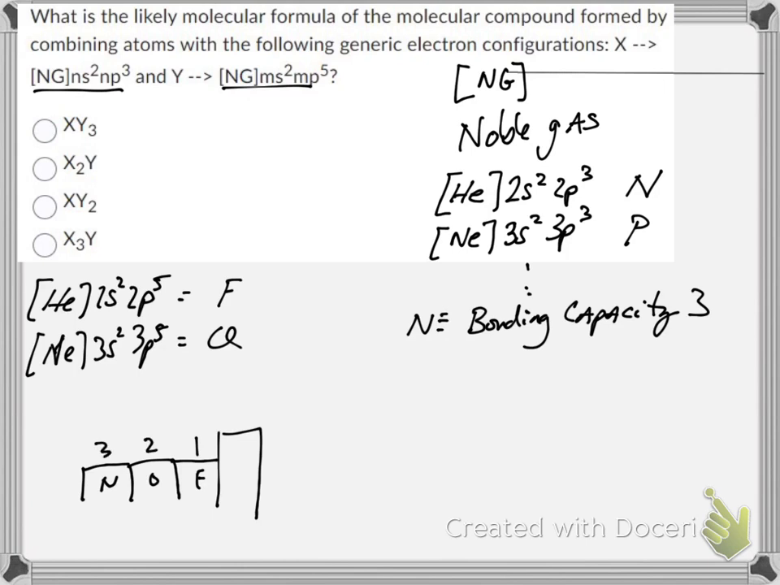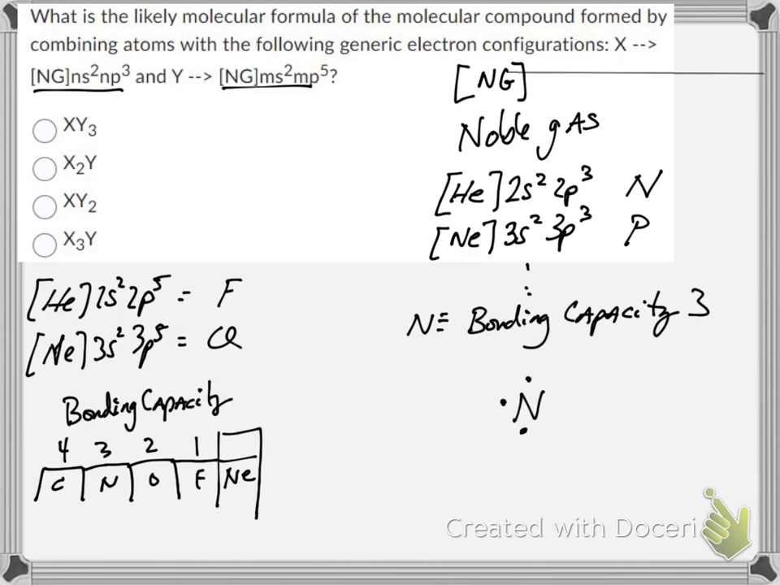You could also make the argument like we did with the electron configuration. Outer shell electrons 5 plus bonds equals 8. So this is also 3. So either way, multiple ways to do this. So nitrogen is going to have 3 bonds and 1 lone pair.